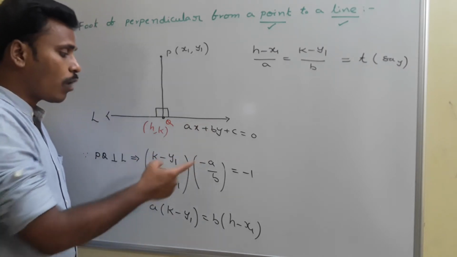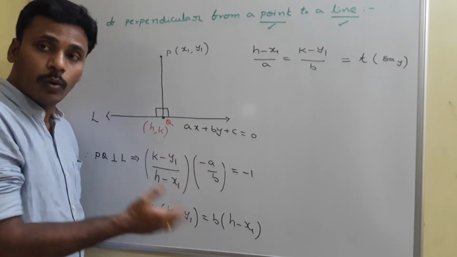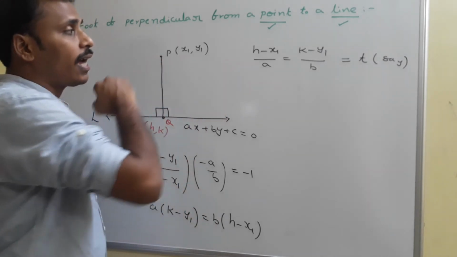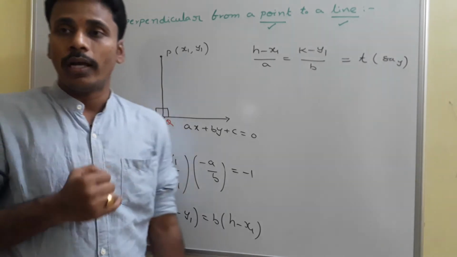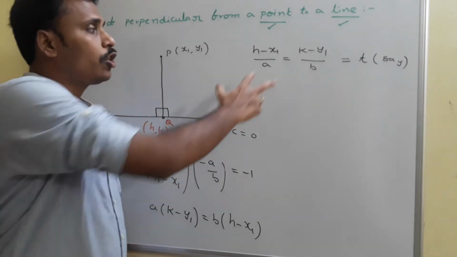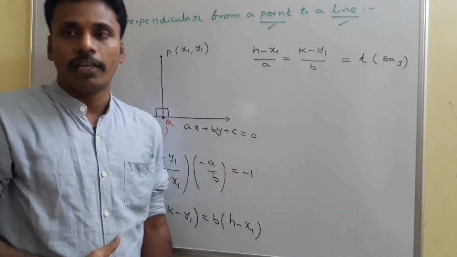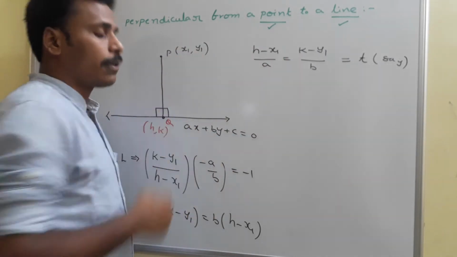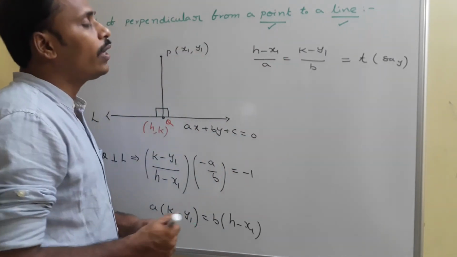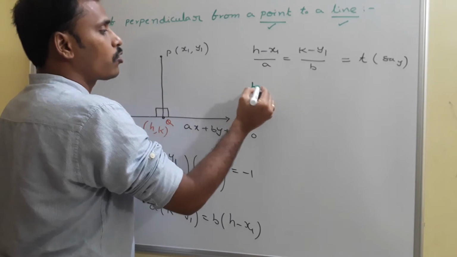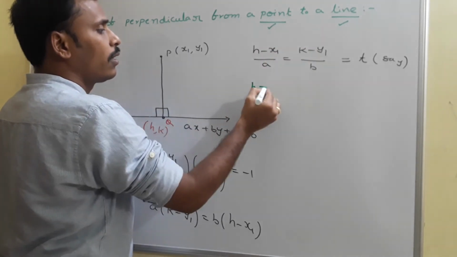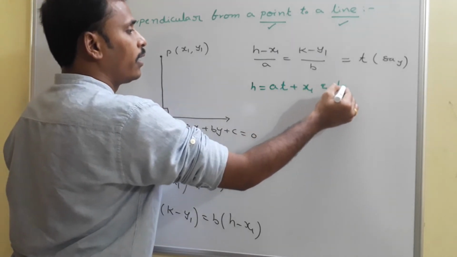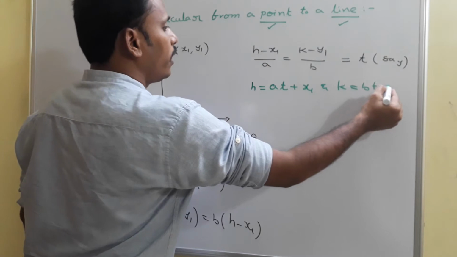So on simplification you have that a into k minus y1 is equal to b into h minus x1. And if you rearrange, you will get that (h minus x1) by a is equal to (k minus y1) by b. These two are equal and equal to say some t, right? And now you just make h the subject from there and k the subject from there. In the next step we have that h is equal to, send this a and x1 that side, h is equal to at plus x1 and k is equal to bt plus y1.